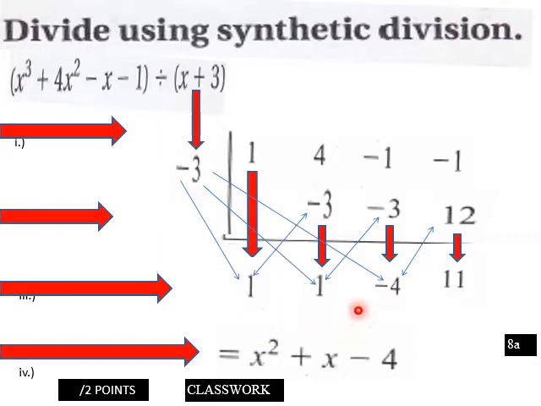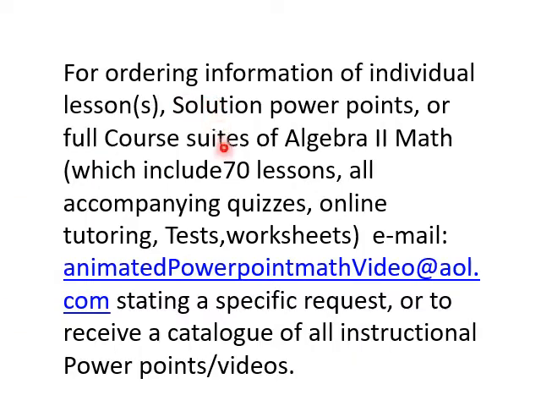x squared plus x minus 4. Then that's our remainder, and it goes over our divisor, x plus 3. So here is the quotient of this division problem.